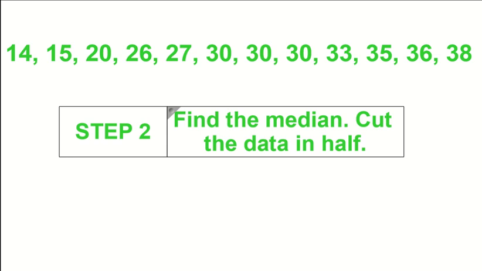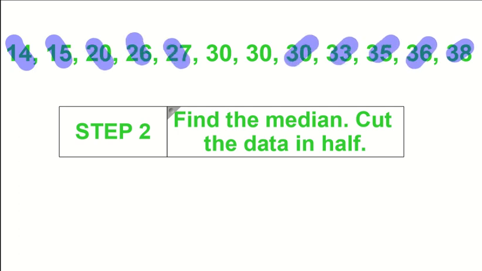So we got them in order from least to greatest. Now, step 2. I'm going to cut my data in half. I'm going to find the median. You can always do like we did before. We can cross them out, if needed. And when you cross them out, if you get two numbers, which is what we have, your median is in between those two numbers. What is my median, though? 30. When it's the same number, it's still that number, but the line we would draw would be in between those two numbers, okay?